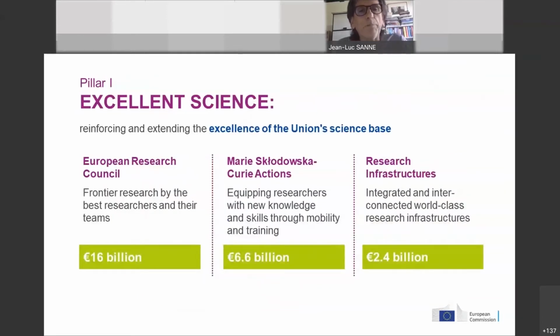So if we take pillar 1, you have the European Research Council, which takes the big part of the budget with 16 billion. You still have, as in the previous program, the Marie Skłodowska-Curie Actions, and you have the research infrastructures. So these are the three elements of the first pillar.